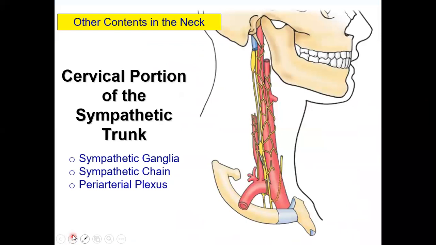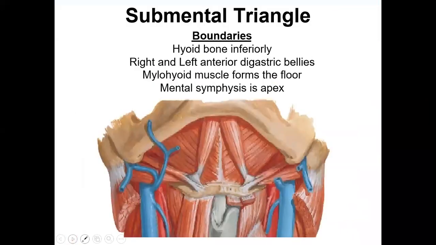Oh yeah, so here we go. Our submental triangle, so knowing your borders. Here's your hyoid bone. Here's your right and left anterior bellies of digastric. Your mental symphysis to the point of the chin. And then the mylohyoid muscle forming the floor of the triangle here. The roof of all of your triangles is going to be your skin and subcutaneous tissue, so subcutaneous fat underneath.